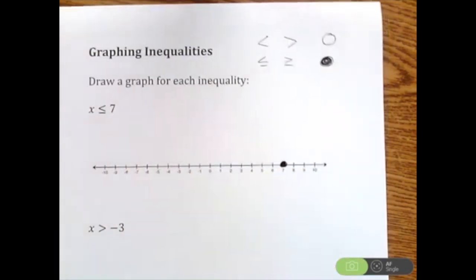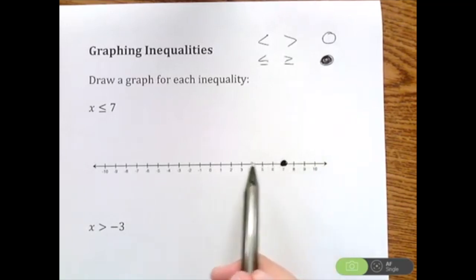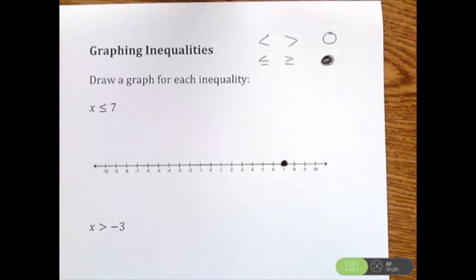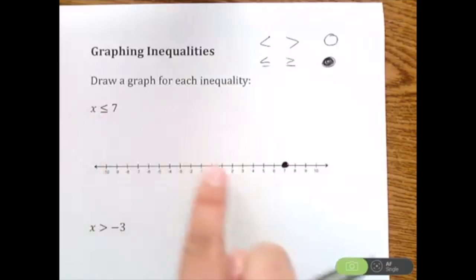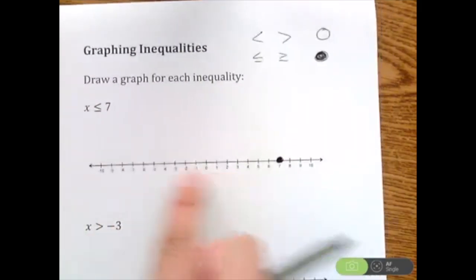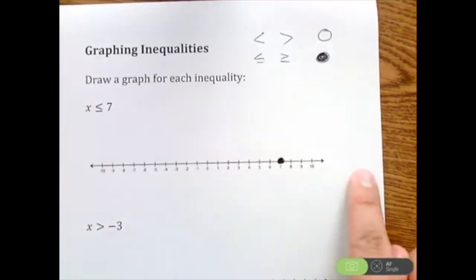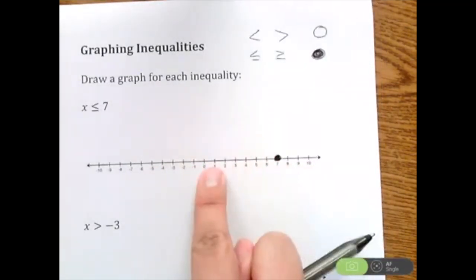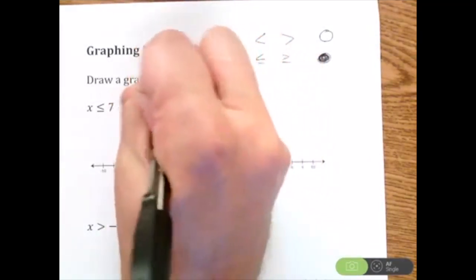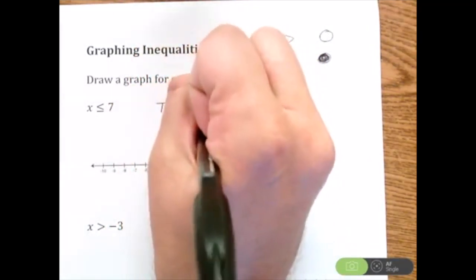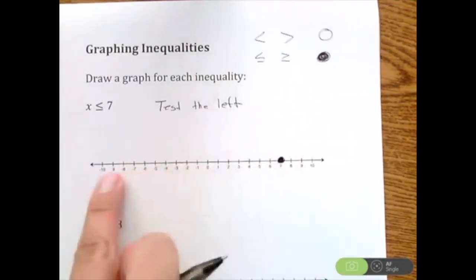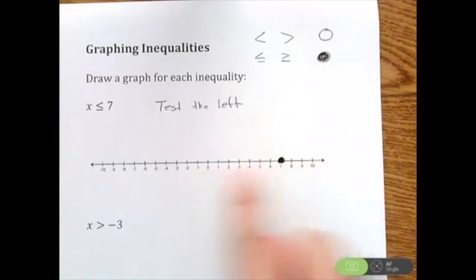The only thing I have to figure out is which way do I shade? Do I want all these numbers to the left, or all these numbers to the right? So we're going to have to test the inequality. We're going to test and see, is one of the numbers on the left a solution, or is one of the numbers on the right a solution? You can really pick one side or the other. It doesn't matter. I'm going to pick the left side. So we're going to test the left side to see if our solutions are all to the left or all to the right. Because it's got to be one way or the other. It's not going to be both.